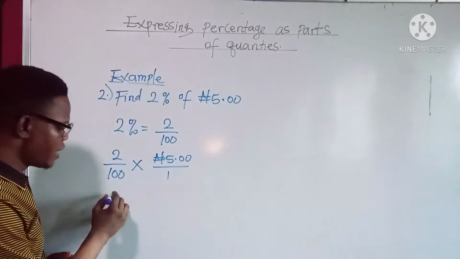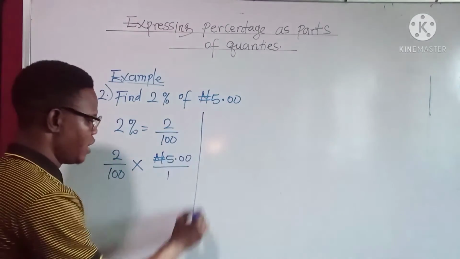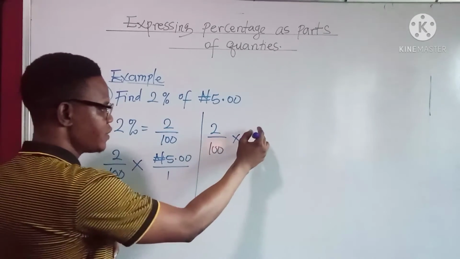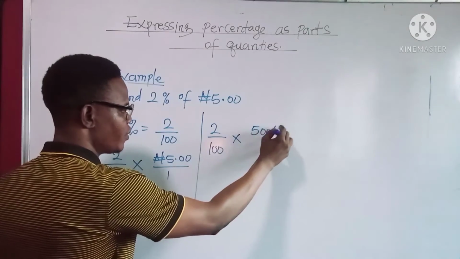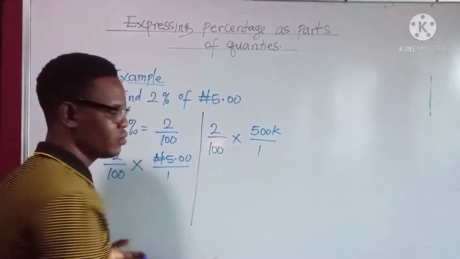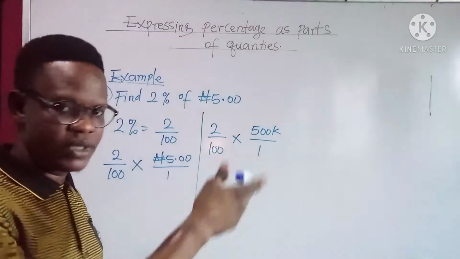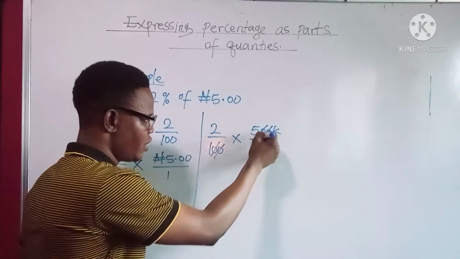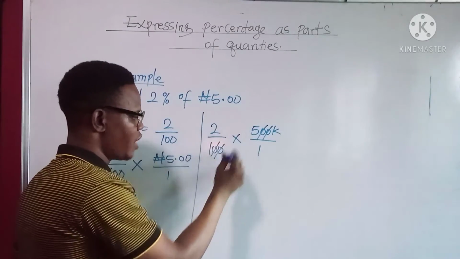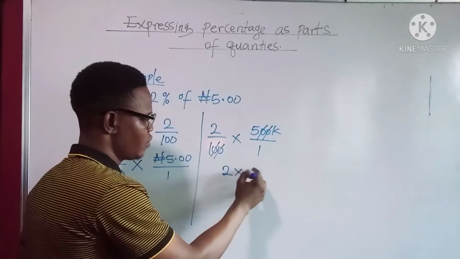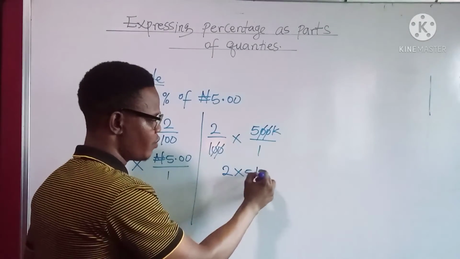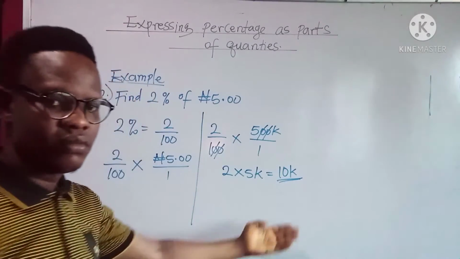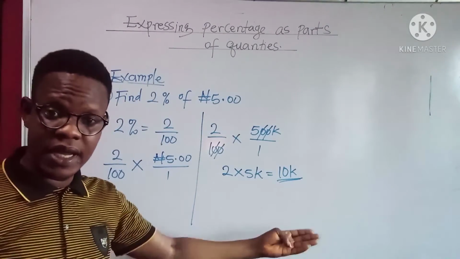So we're going to rewrite this as 2 over 100 times 500 kobo over 1. Then we start dividing. This 0 can cancel this 0 here, and this 0 can cancel this 0 here. And we have 2 times 5 kobo. The kobo is still there. And that is 10 kobo. So now, 2% of 5 naira is 10 kobo.